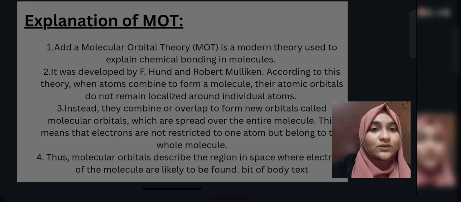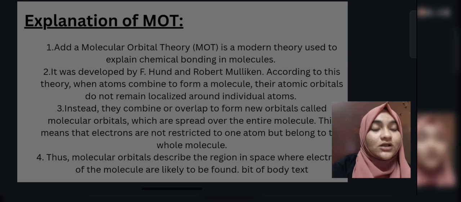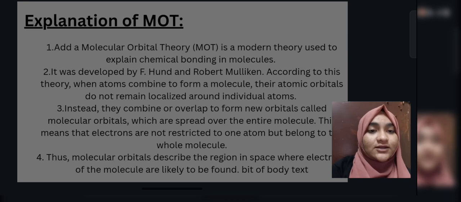According to this theory, when atoms combine to form a molecule, their atomic orbitals do not remain localized around individual atoms. Instead, they combine or overlap to form new orbitals called molecular orbitals, which are spread over the entire molecule. This means that electrons are not restricted to one atom but belong to the whole molecule. Thus, molecular orbitals describe the region in space where electrons of the molecule are likely to be found.